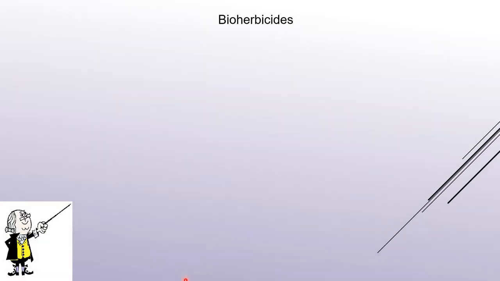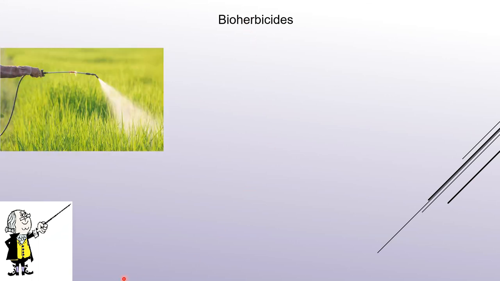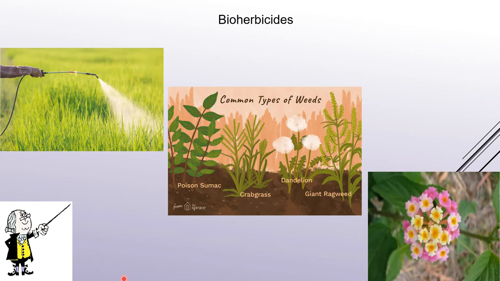What is bioherbicide? See, whenever the word cide comes, cide means to kill. Bio means life. Killing of the herbs via the microorganisms. So, these are the bioherbicides which can be used. If you observe in this diagram, you can see these are the common types of weeds: poison sumac, crabgrass, dandelion, giant ragweed. Now, what are weeds? Weeds are nothing but unwanted plant material that are basically growing. So, you can use the biological agents to kill these weeds.